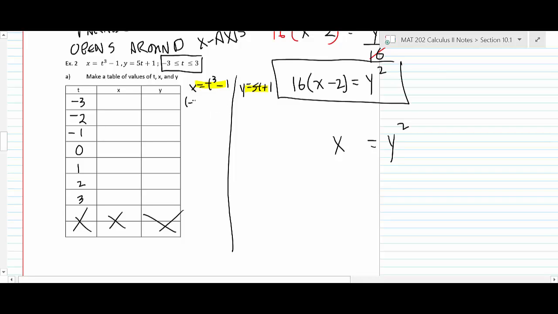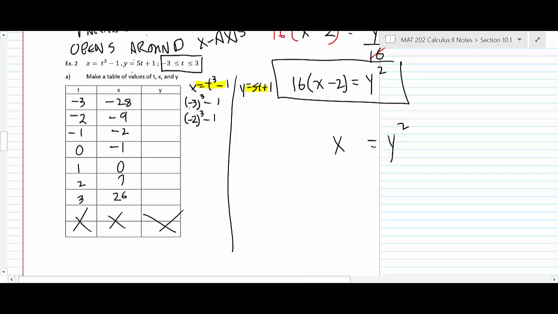Let's do -3 cubed minus 1. That's -27 minus 1, so that's -28. Okay, let's do -2 cubed minus 1. That's -8 minus 1, so that's -9. Okay, and then I'm just going to have you fill in the rest: -2, -1, 0, 7, 26, just to save time. I don't want to bog down doing arithmetic over and over again.